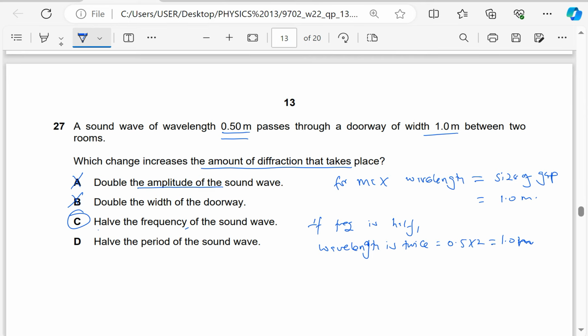Making the frequency half will make the wavelength twice, which makes the diffraction to be maximum, because the wavelength is going to be the same size as the width of the gap.